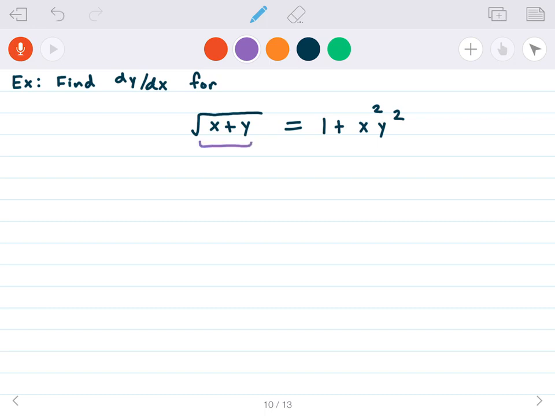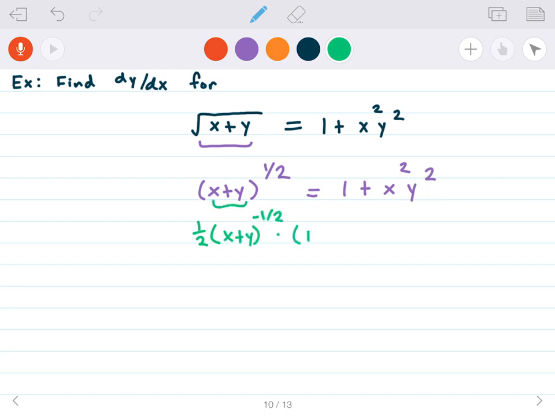So when I take derivatives, I make sure that this is written to the 1/2, so I can use the power rule. Equals 1 plus x squared y squared. All right, so let's go ahead and differentiate the left side. I have to use the chain rule, and so I differentiate the outside, and I multiply by the derivative of the inside. Well, the derivative of x is just 1. The derivative of y is just 1 dy/dx. And you can write the 1 here if you want, but I'm not going to because it's pointless.